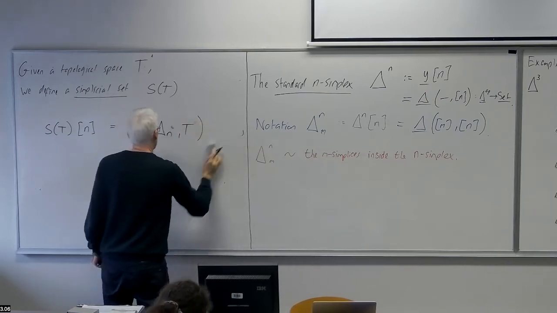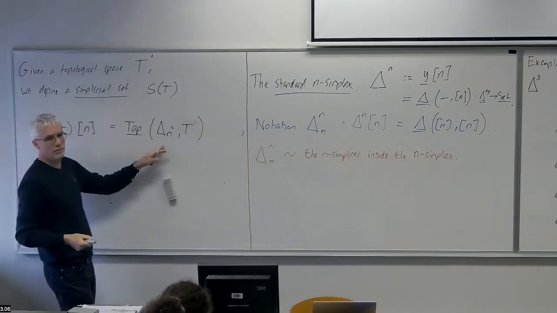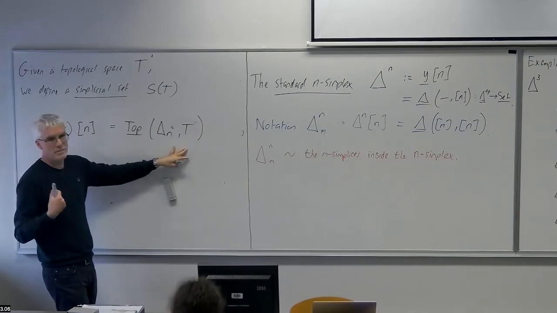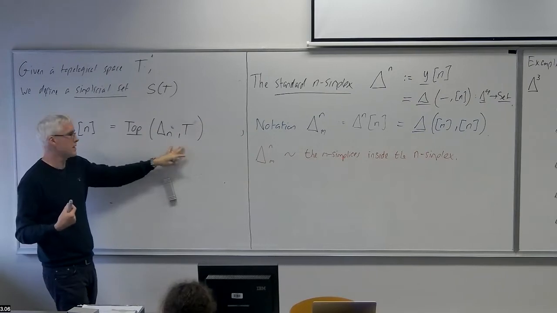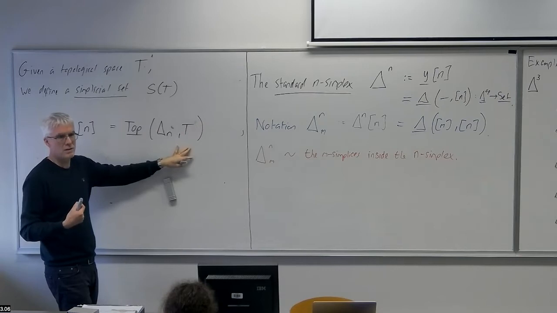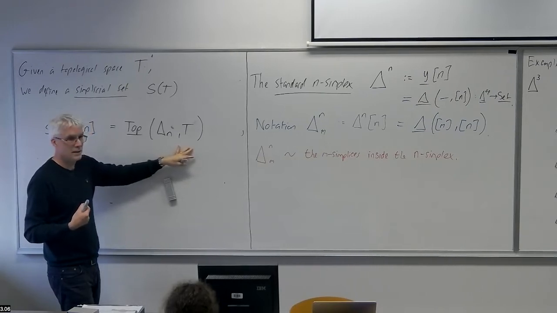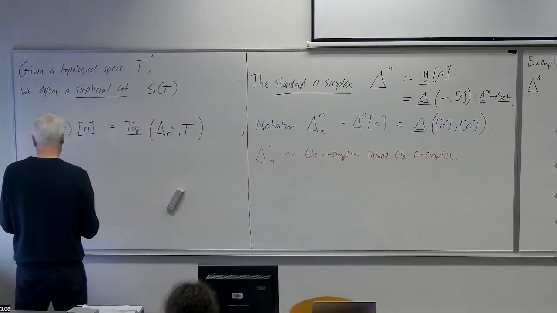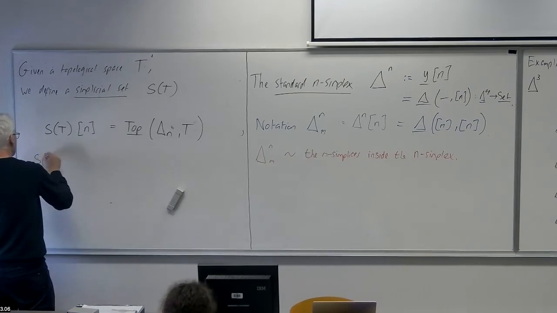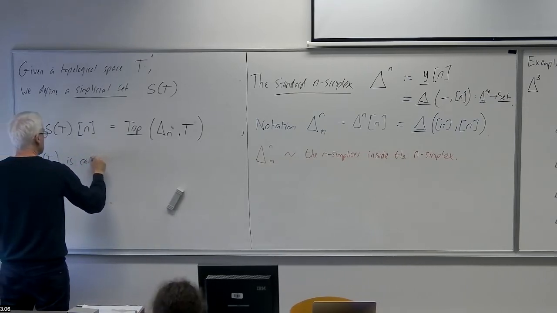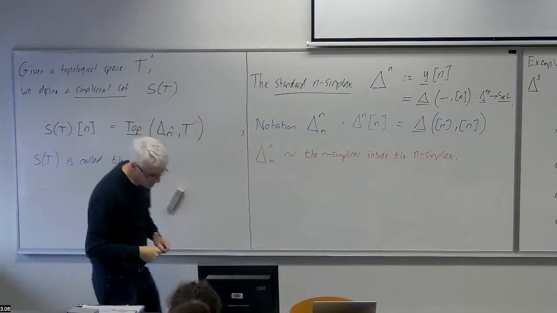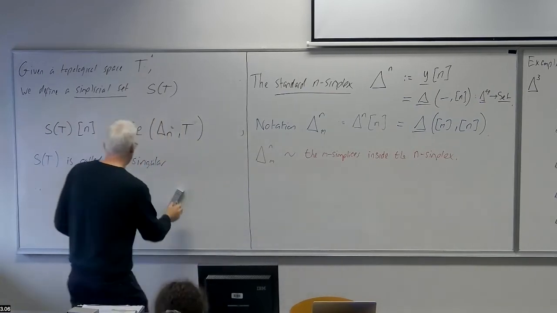So it's kind of all ways of embedding an n-simplex in T by a continuous function, although the word embedding there is wrong because these functions don't need to be injective. So it's all ways of continuously mapping the simplex n into T. Okay? And this is called S of T. S of T is called the total singular complex.